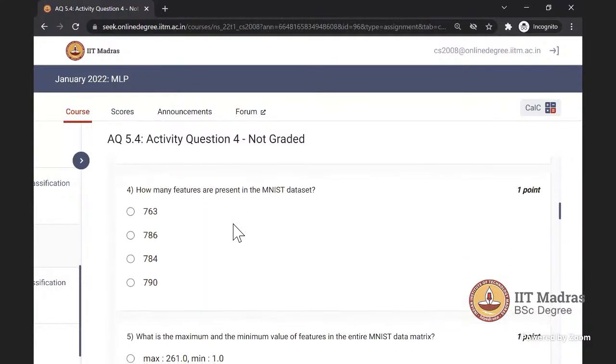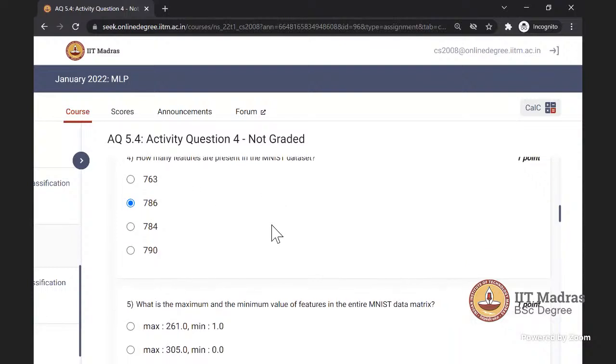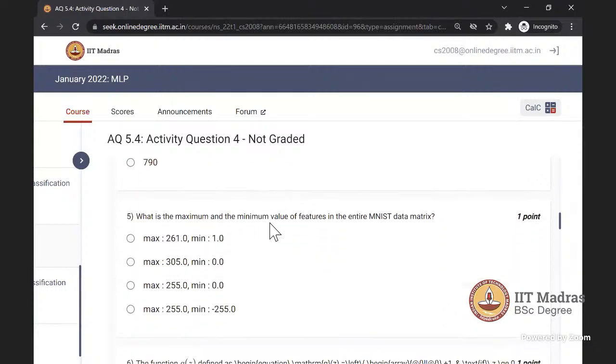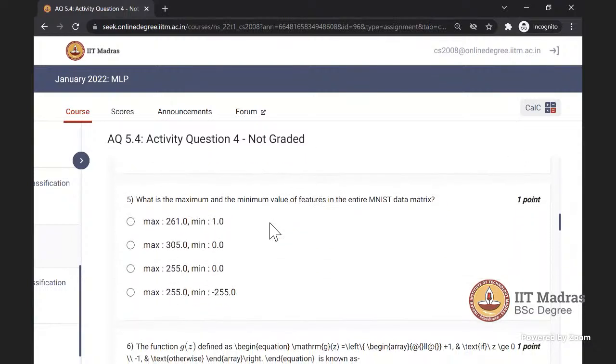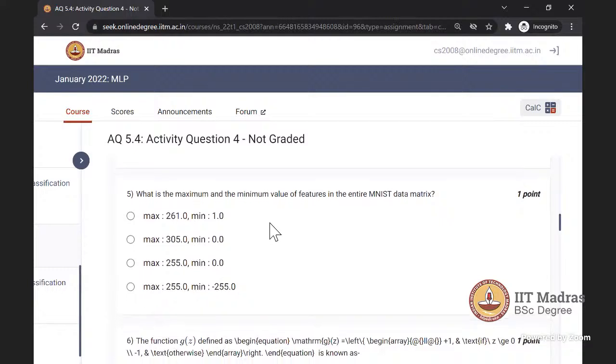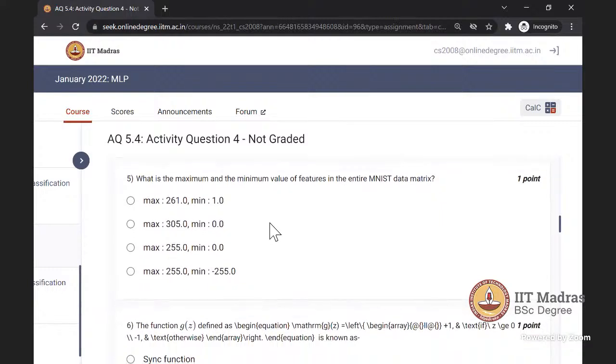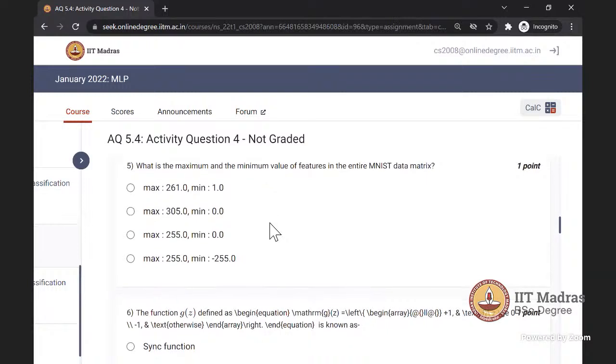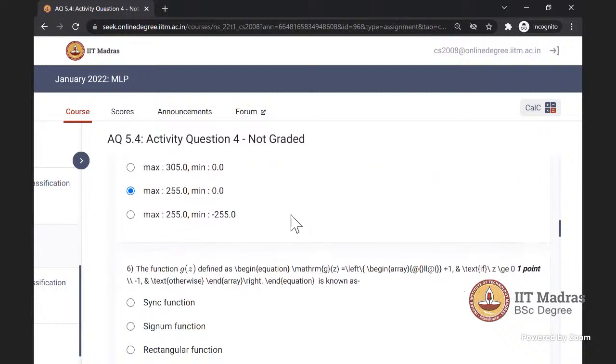Question number 4. How many features are present in the MNIST dataset? That's 784, 28 into 28. Yeah, 784, right. Which of the following is the maximum and minimum value of features in the entire MNIST data matrix? It's 0 and 255. That is the color. That is right. Yes, 256 levels of color, and that is the range.